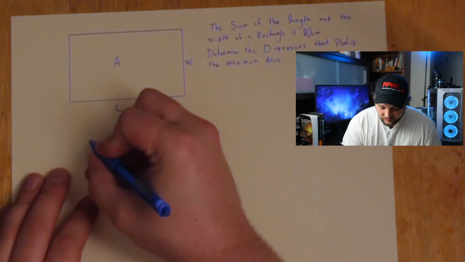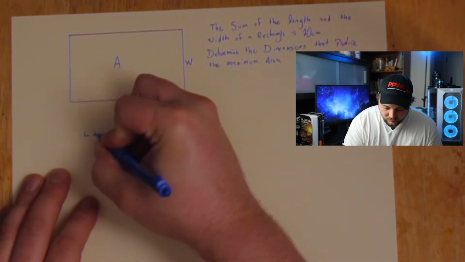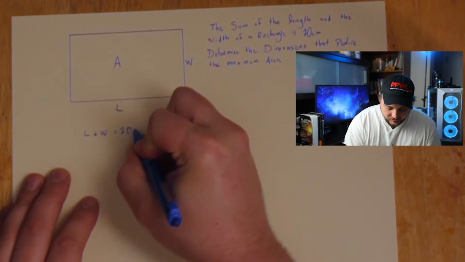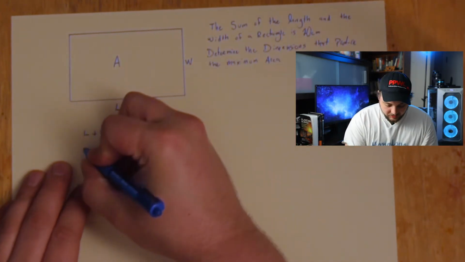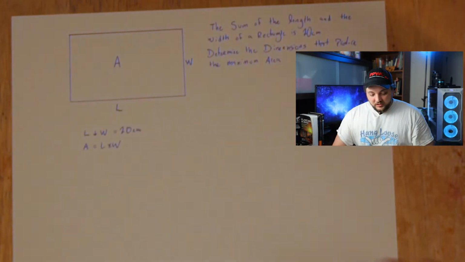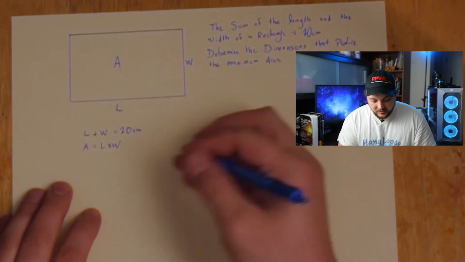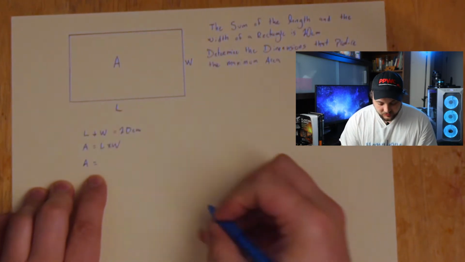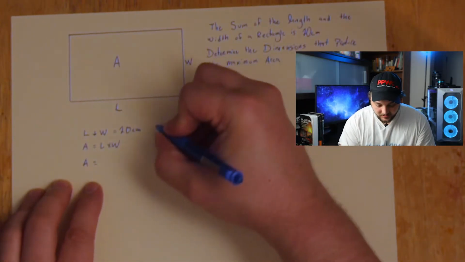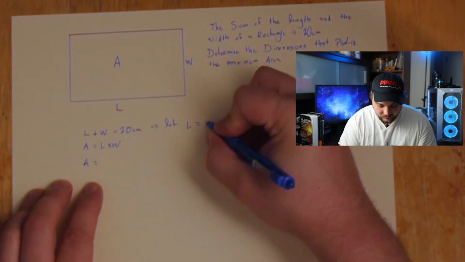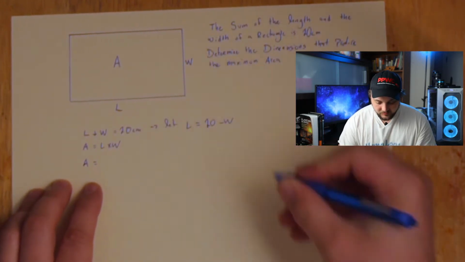So first of all, we have the sum of the length and the width of this rectangle is equal to 20 centimeters. This is our first piece of information. Our second piece is that we're looking for the area, which is the length times the width. If we do some substitution, and let's say we're going to make A a function of w, we want to keep the w's, so we're going to let L equal 20 minus w, okay?